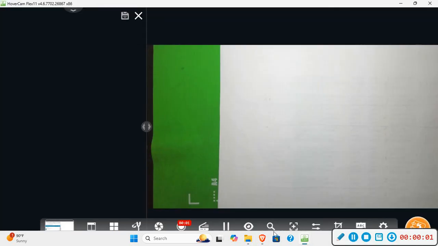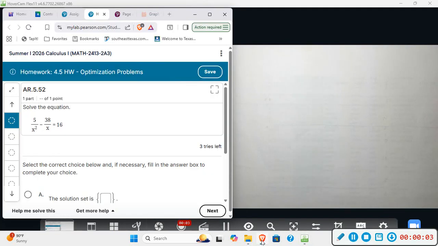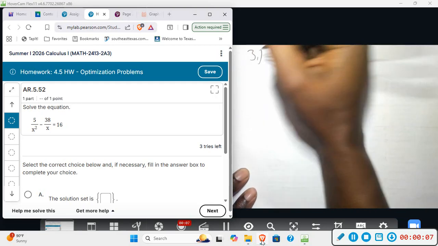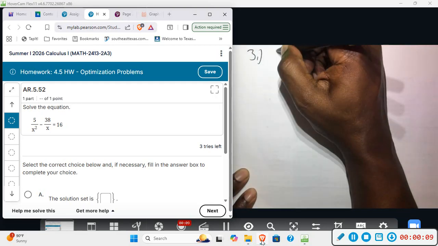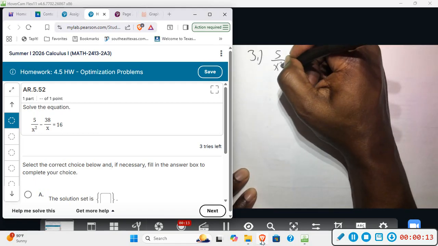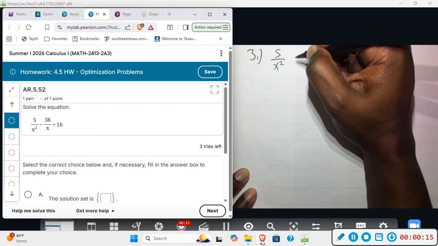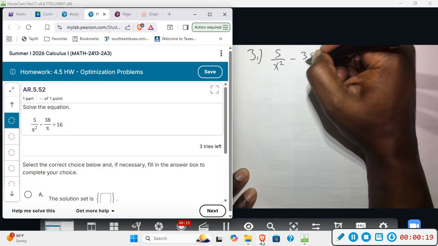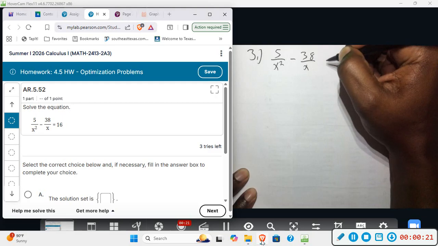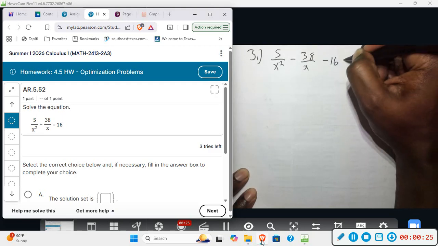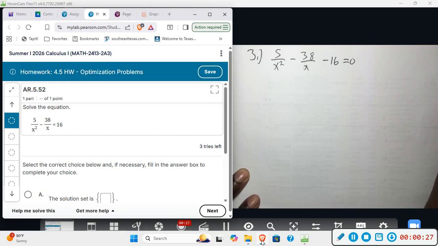All right, question number 3. I'm going to solve this equation. I have 5 divided by x squared minus 38 divided by x. I'm going to go ahead and say minus 16 because it looks like it's going to be a quadratic again. Set it equal to 0.